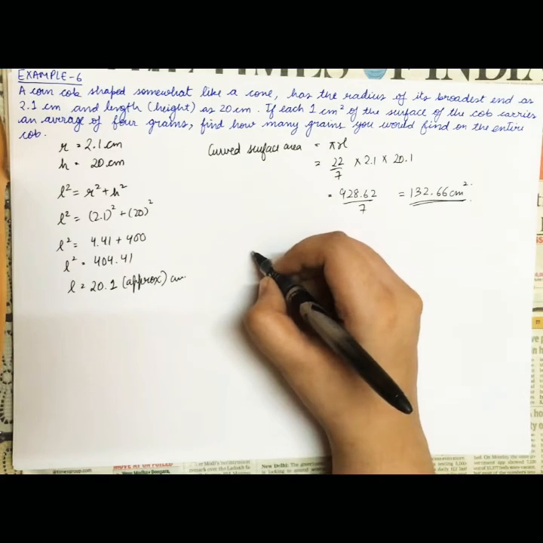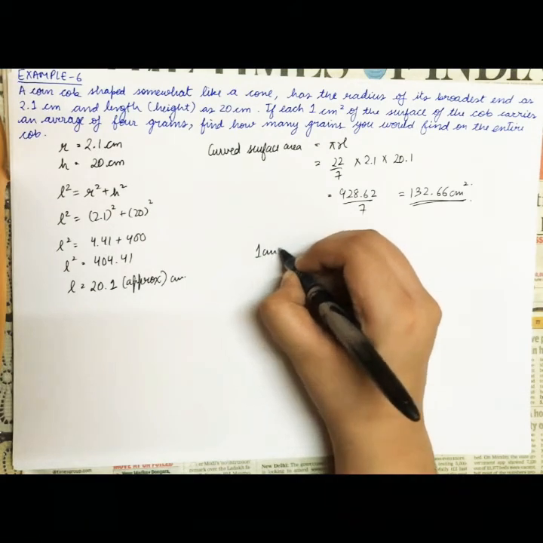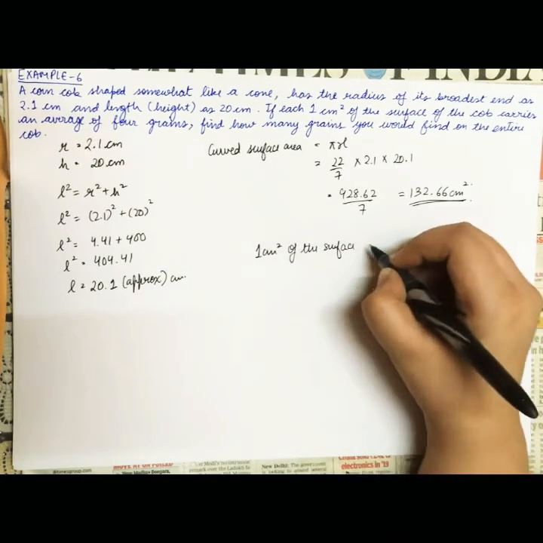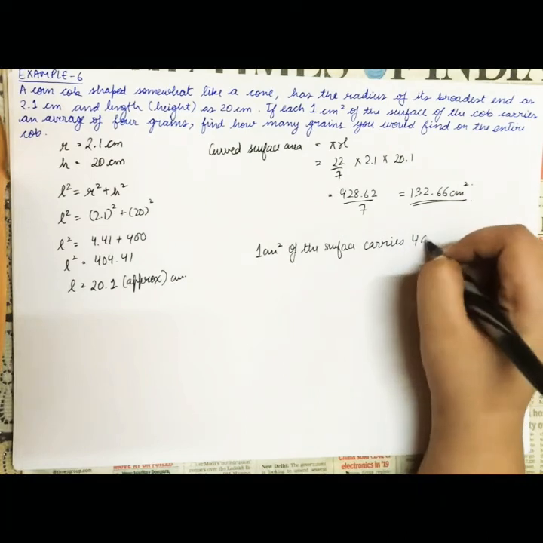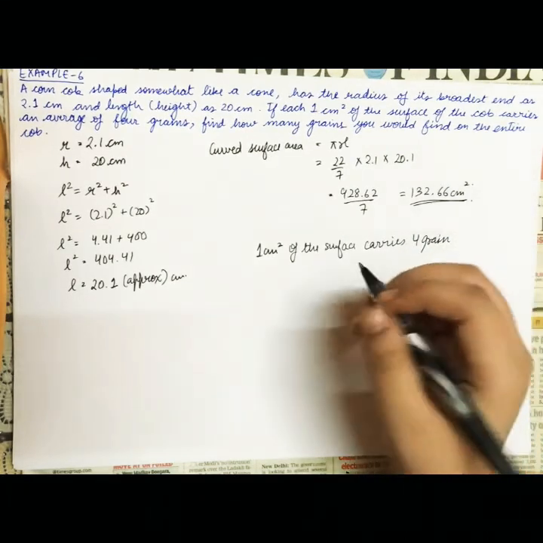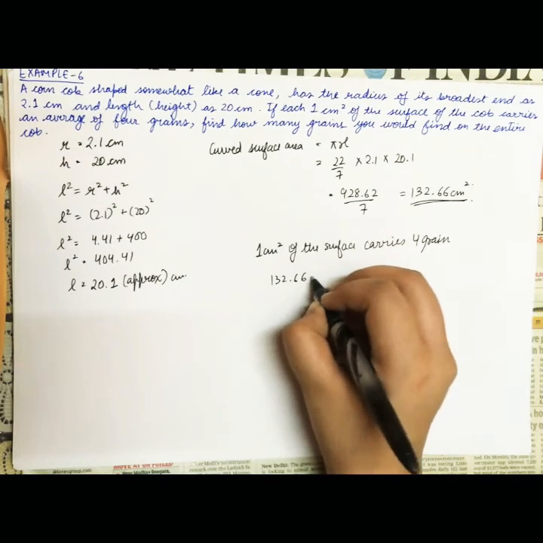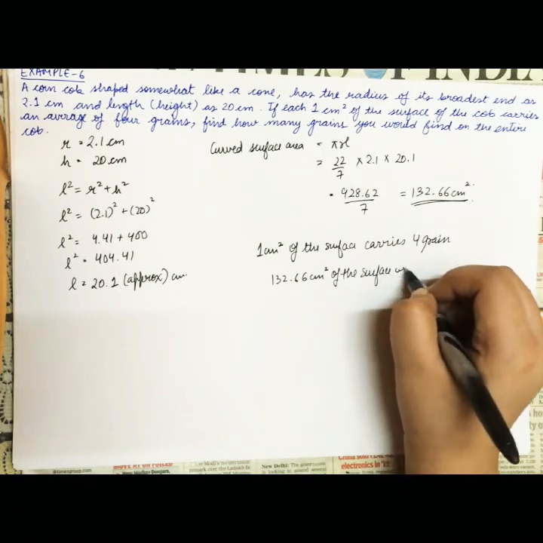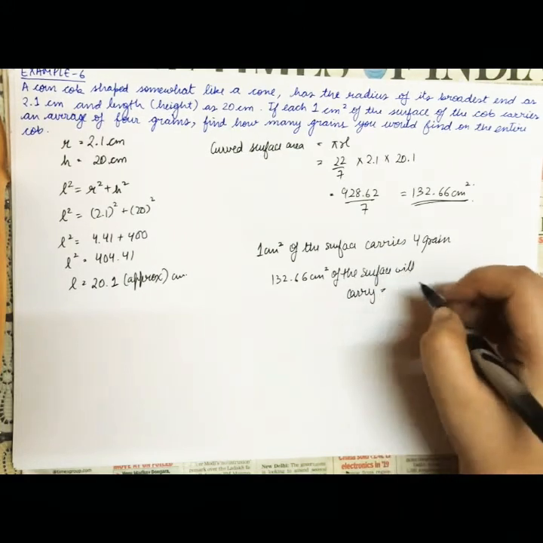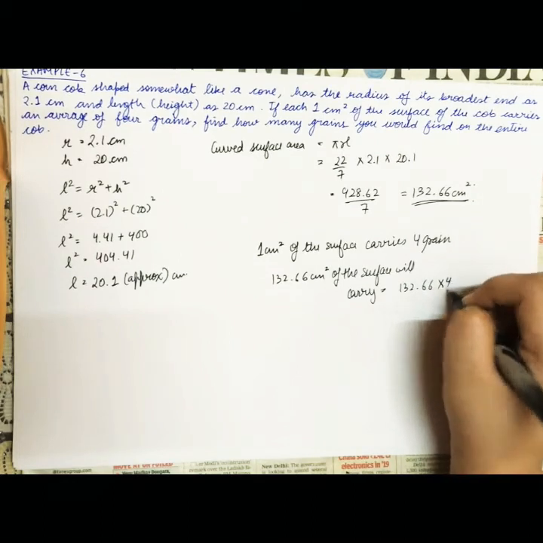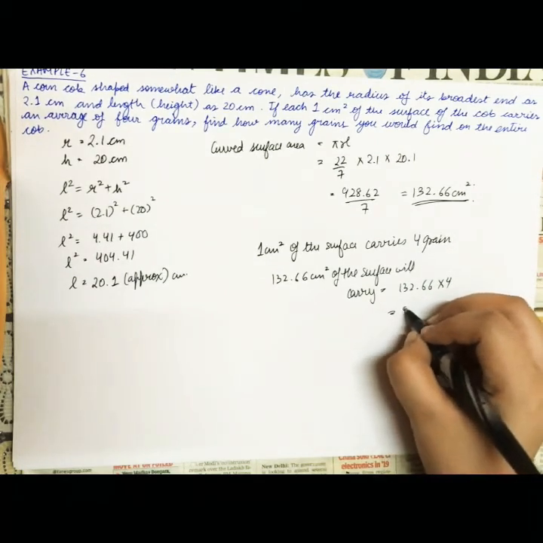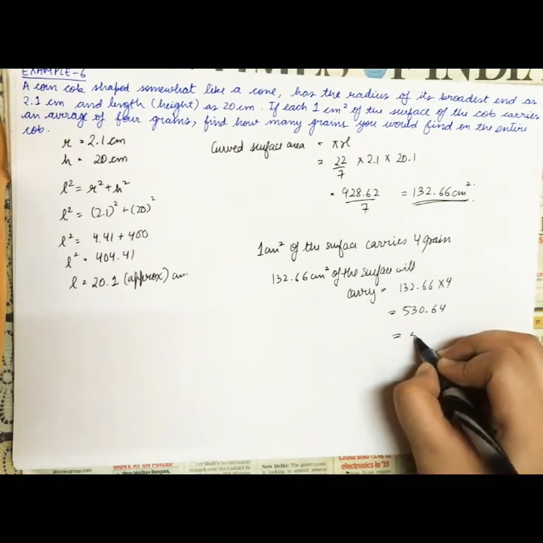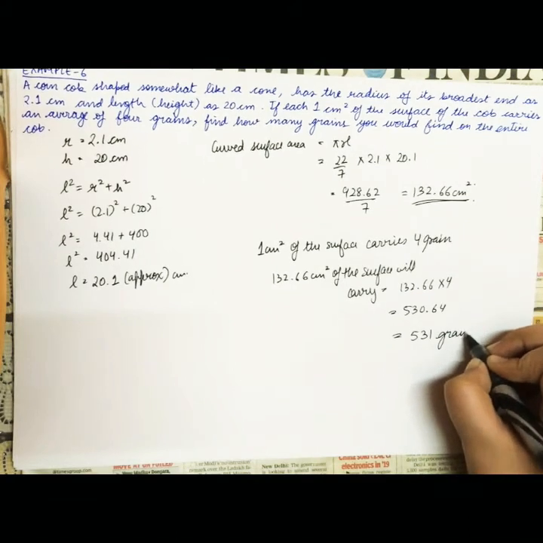Now each 1 centimeter square of the surface carries 4 grains. Therefore 132.66 centimeter square of the surface will carry 132.66 into 4 grains, that is equal to 530.64. We'll round it off, it will become 531 grains.